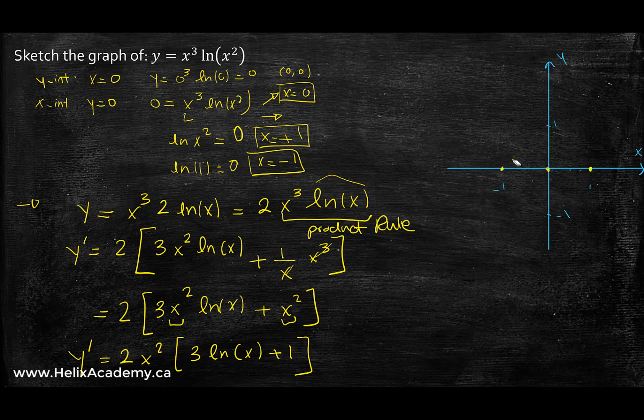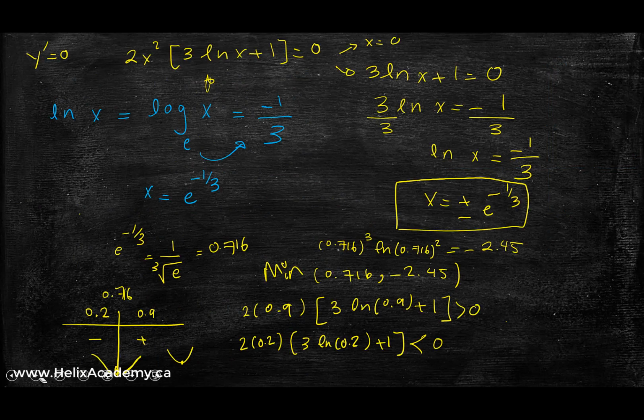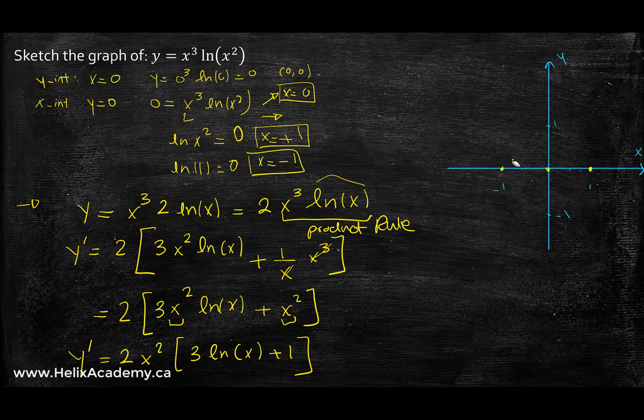Why does it do that? It's because my function is x to the power of 2, and if you were to substitute negative 0.716 into the function, negative 0.716 to the power of 3 times ln of negative 0.716, in brackets, to the power of 2, you will get positive 2.45. Therefore, we know that there is another point here as well, and one point here.